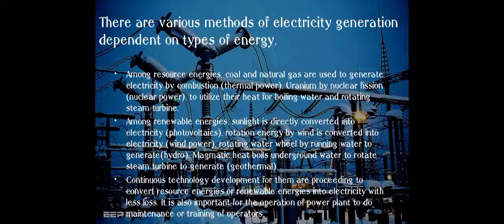Among renewable energies, sunlight is directly converted into electricity. Rotation energy by wind is converted into electricity. A water wheel is rotated by running water to generate electricity. Magmatic heat boils underground water to rotate a steam turbine to generate electricity. Continuous technology development is proceeding to convert resource energies or renewable energies into electricity with less loss. It is also important for the operation of a power plant to do maintenance or training of operators.